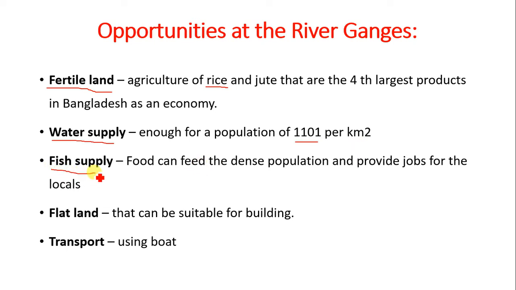It's also a major source of fishing, so fish supply. So food can feed the dense population and provide jobs for the locals. Then we have flatlands along the floodplains, which are also suitable for building and construction purposes. Then the river itself is good for transport using boats. So if you are asked the opportunities of a river that you've studied, Bangladesh is one. It has fertile soil, good water supply, fish supply, flatland for building, and the water is also good for a transport system.